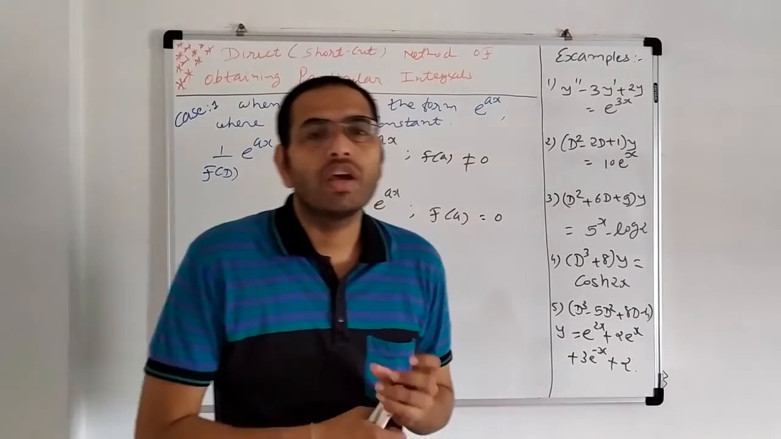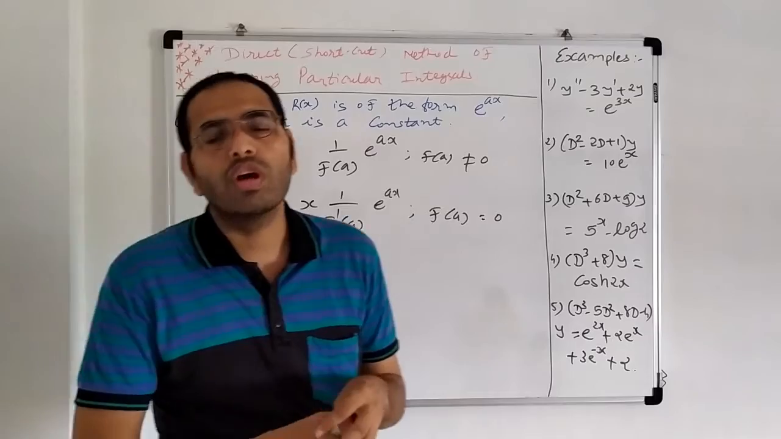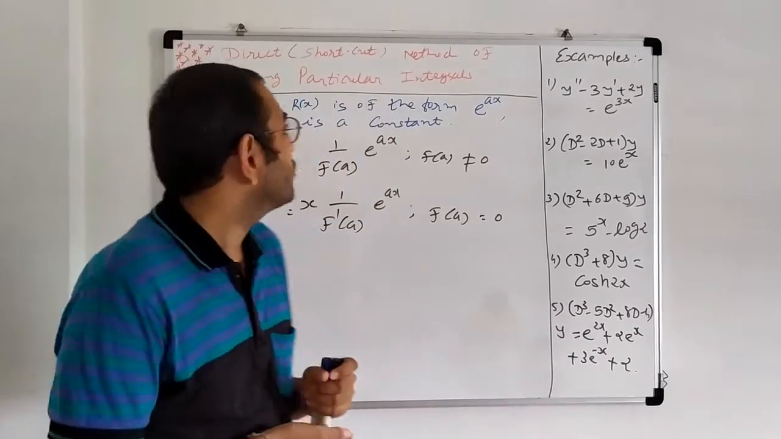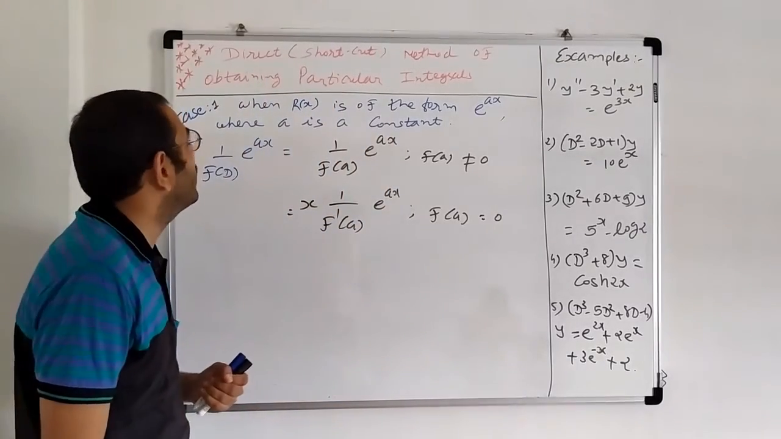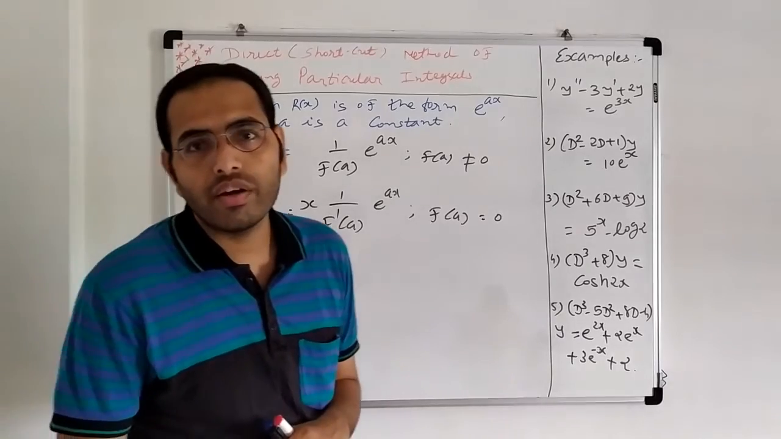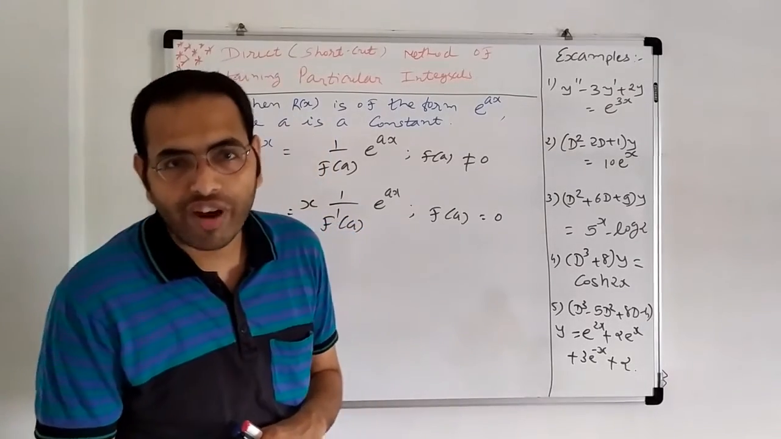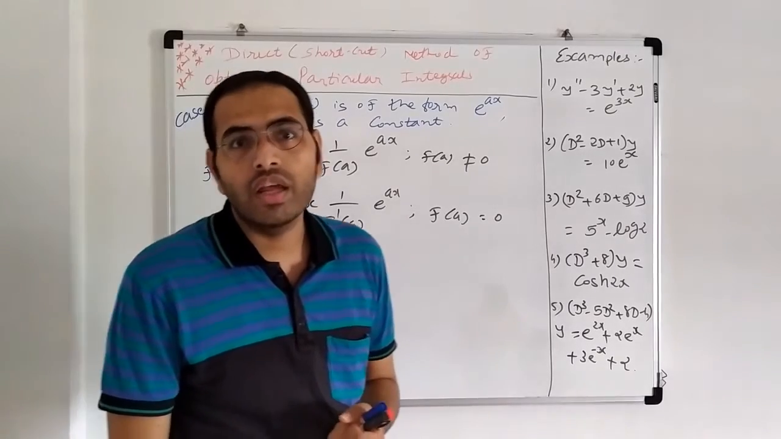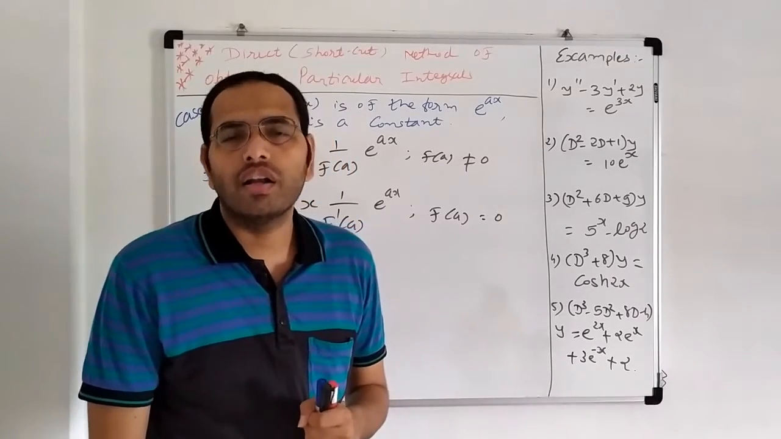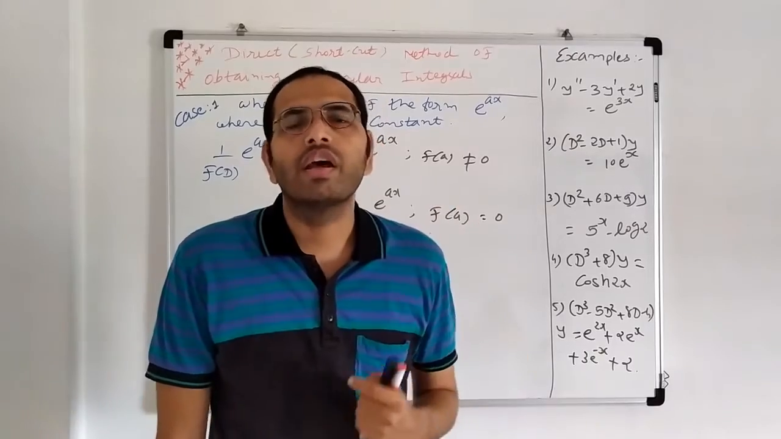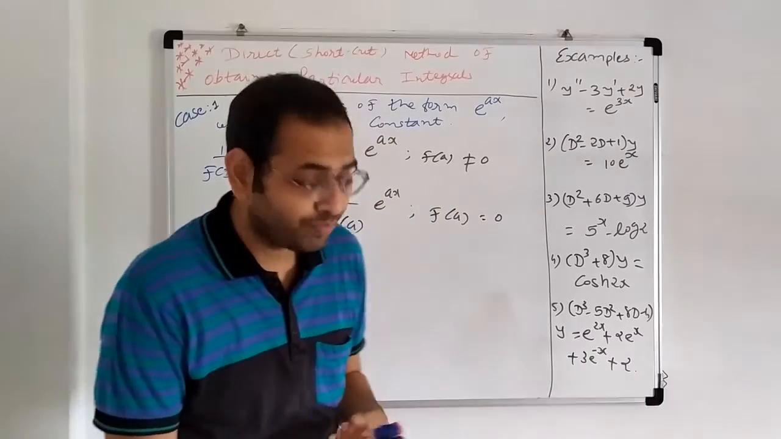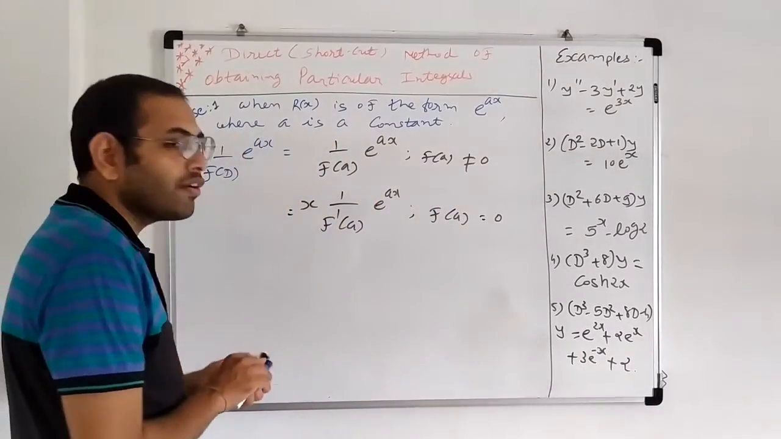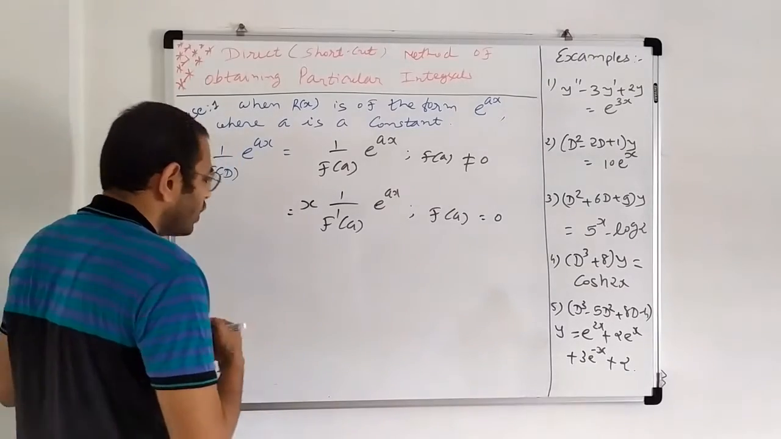Today's session we are going to learn about shortcut methods for finding the particular integral. There are 5 cases to find the particular integral. Today's session we will learn about case number 1 and case number 2. So first of all, we find the general solution.